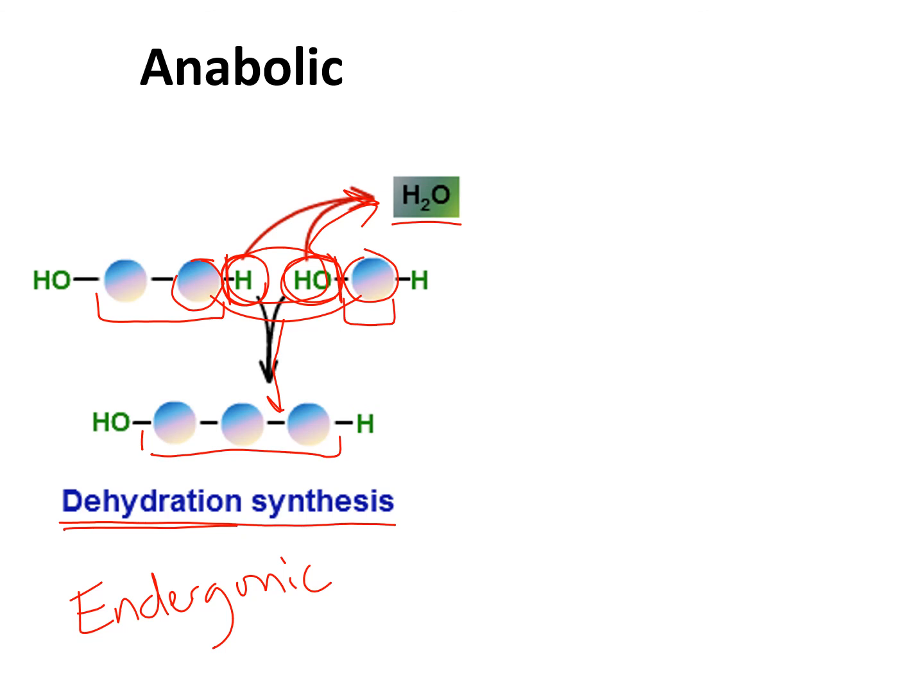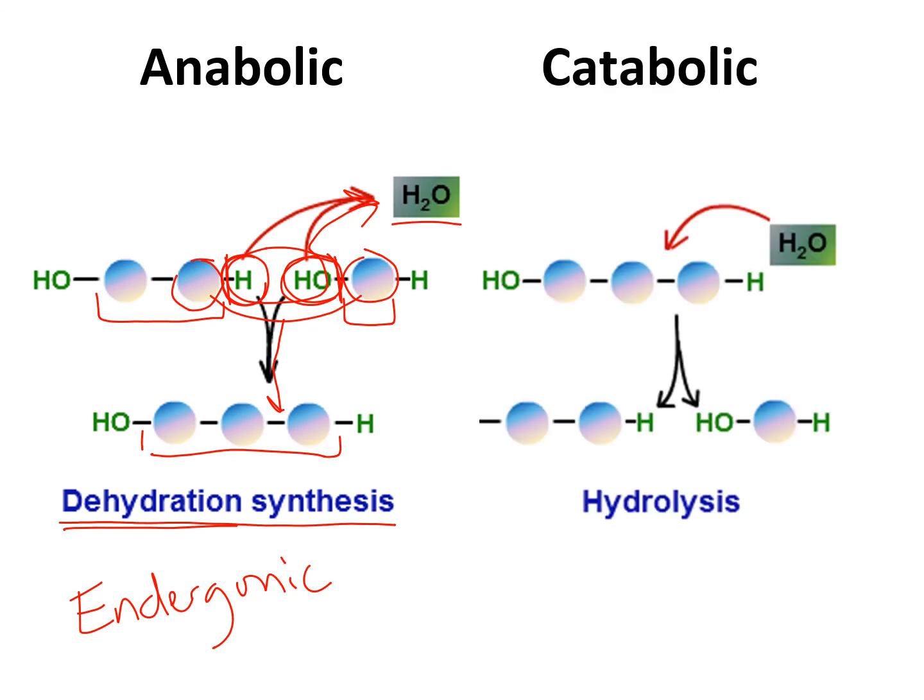The second type of reaction are catabolic reactions. And this is an example of a catabolic reaction. And catabolic reactions are exactly the opposite of anabolic reactions. And catabolic reactions are often referred to as hydrolytic reactions. So in terms of the molecules, what is happening in a catabolic reaction? You are taking a polymer and breaking it down into smaller molecules.